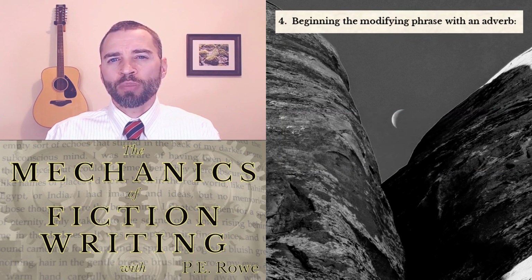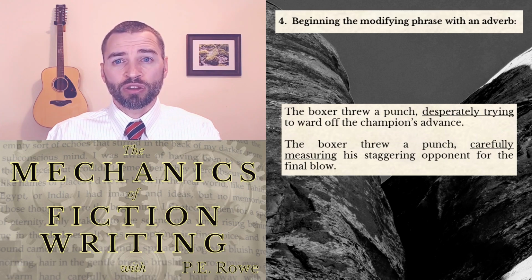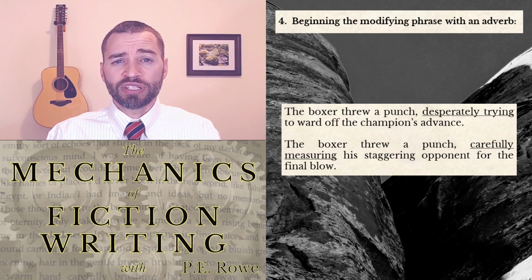4. Beginning the modifying phrase with an adverb. The boxer threw a punch, desperately trying to ward off the champion's advance. The boxer threw a punch, carefully measuring his staggering opponent for the final blow. We'll revisit this use of the adverb again in a few lessons, because quite a few writers of prose, many of them very prominent, seem to frown quite heavily on the adverb's use. But using an adverb to begin a loose modifier can be an effective way to both add detail and manage a pleasing rhythm in a long, flowing sentence.